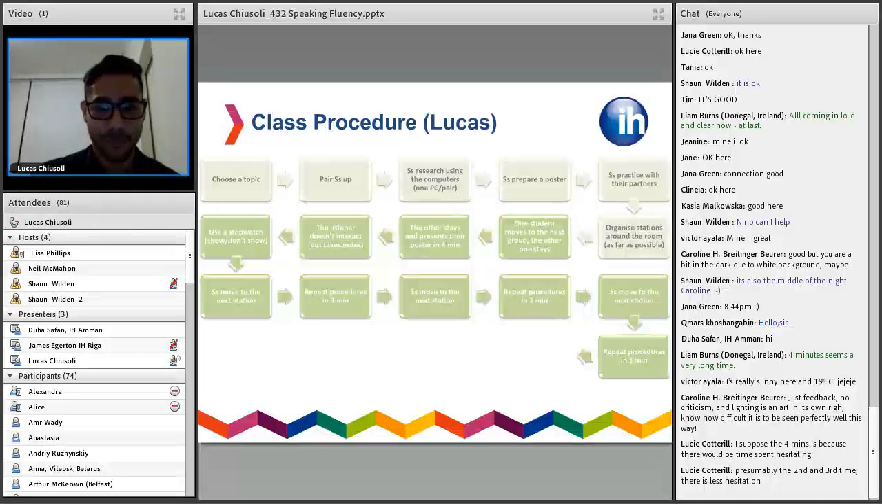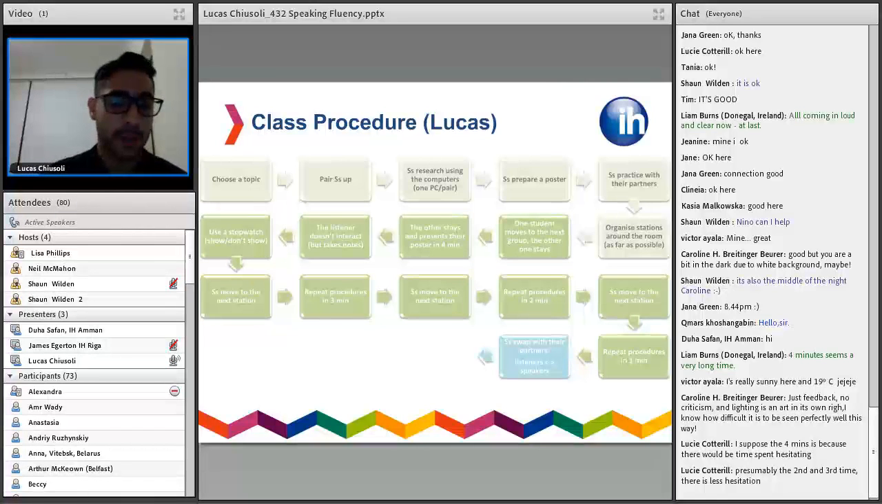But later on, that's the whole idea. So they have more time. Second time, when the speakers, so the people at the stations, are giving the speech again, they're giving it for 3 minutes only, and then 2 minutes, and then 1 minute. And then they go back to their original station and they swap places.